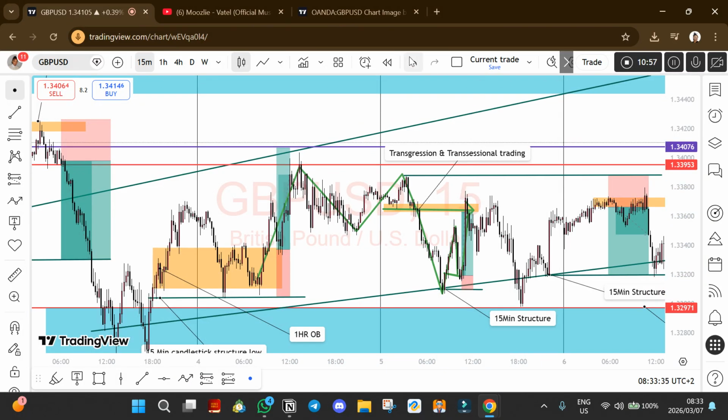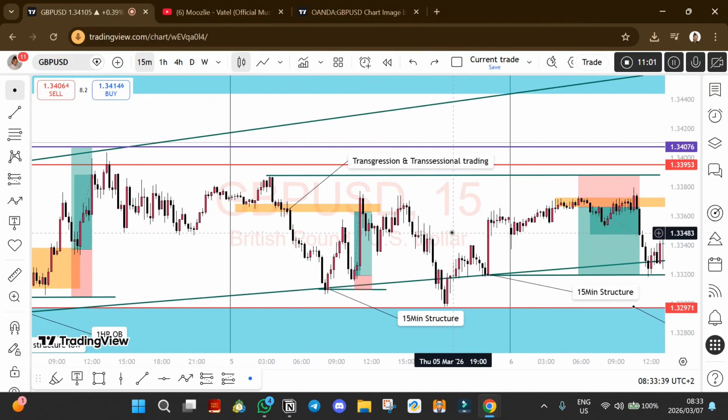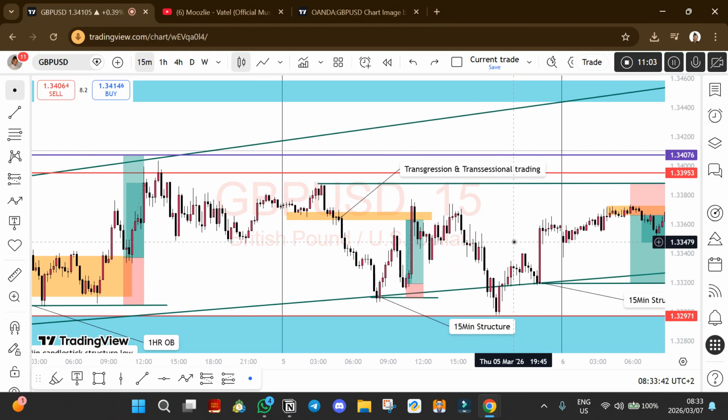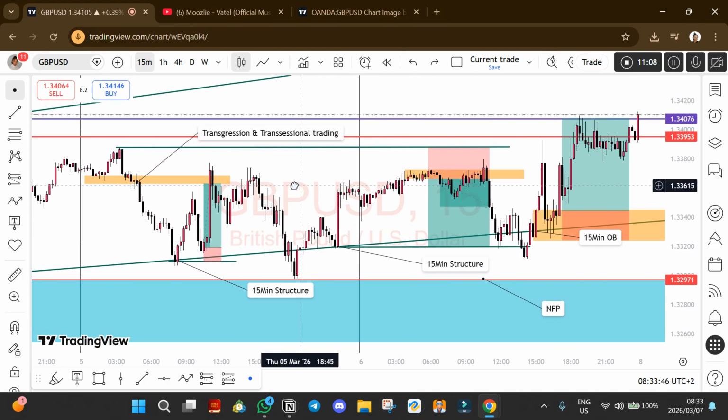So yeah, this was just one of those trades where I used my intuition to trade. I just knew, just knowing the structure of the market, what the market is most likely to do, that sort of thing. So that's how I entered that trade.